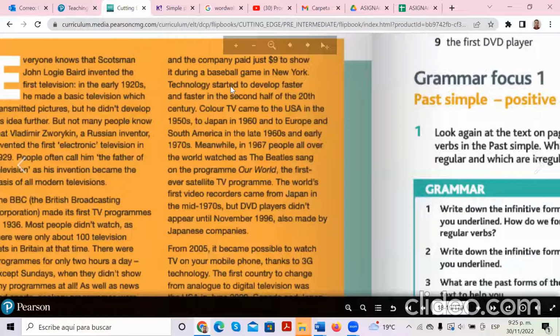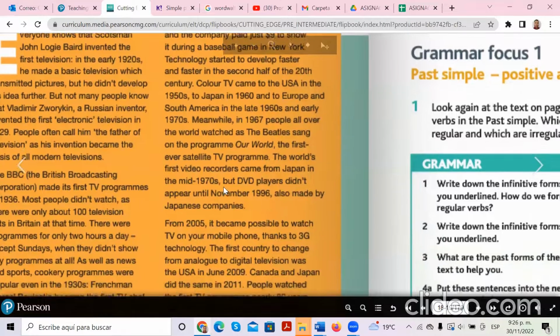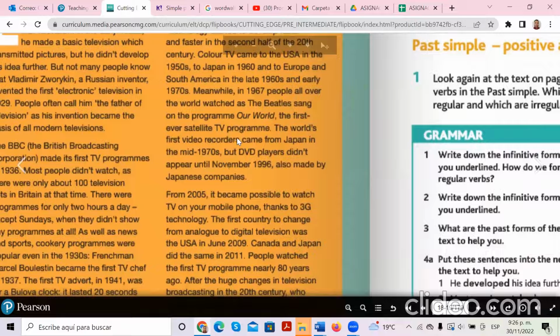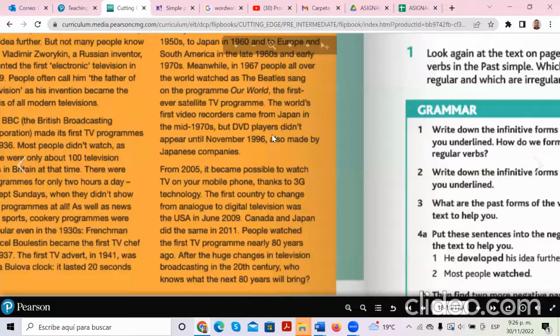Technology started to develop faster and faster in the second half of the 20th century. Color TV came to the USA in the 1950s, to Japan in 1960, and to Europe and South America in the late 1960s and early 1970s. Meanwhile, in 1967, people all over the world watched as the Beatles sang on the program Our World, the first ever satellite TV program. The world's first video recorders came from Japan in the mid-1970s, but DVD players didn't appear until November 1996, also made by Japanese companies.